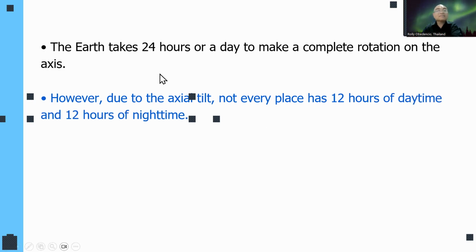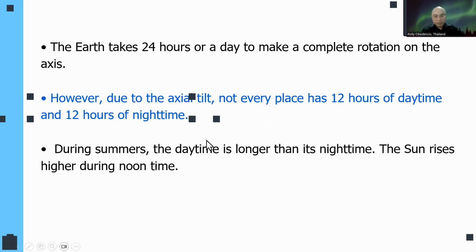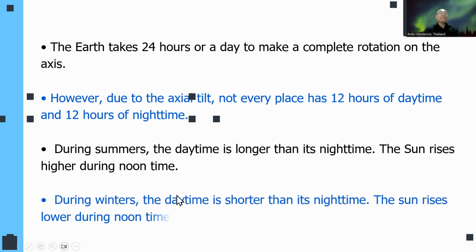Remember the axis? However, due to the axial tilt, not every place has 12 hours of daytime and 12 hours of nighttime. Do you understand that? So during summers, the daytime is longer than its nighttime. Have you noticed? The sun rises higher during noontime. Yes. And what about during winters? So during winters, the daytime is shorter than its nighttime. The sun rises lower during noontime.